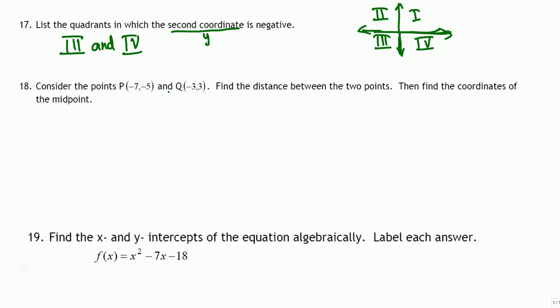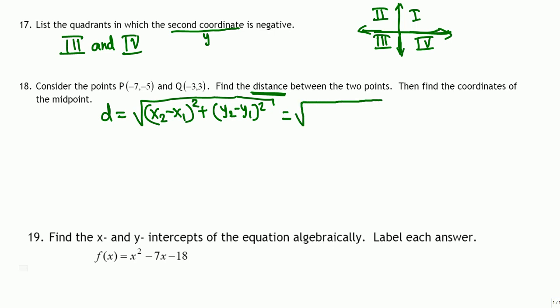Consider the points P and Q. Find the distance between the 2 points. So distance formula, we know distance equals square root of x2 minus x1 quantity squared, plus y2 minus y1 quantity squared. So this is x1, y1, this is x2, y2.